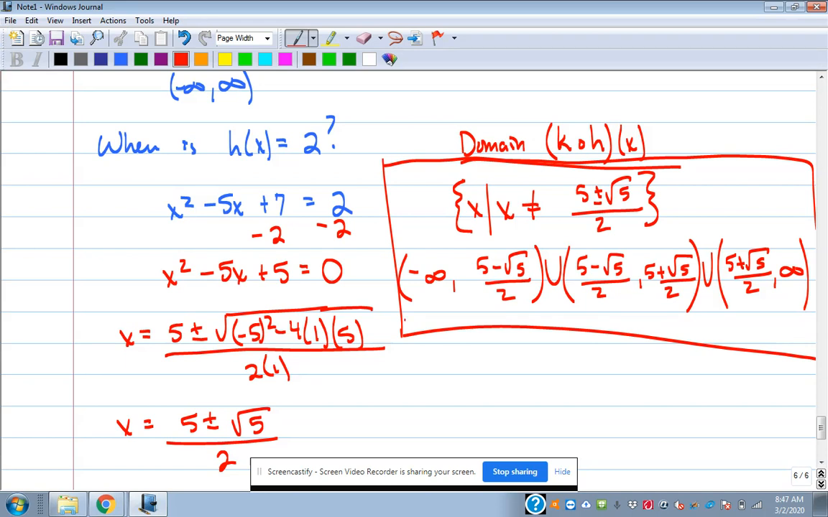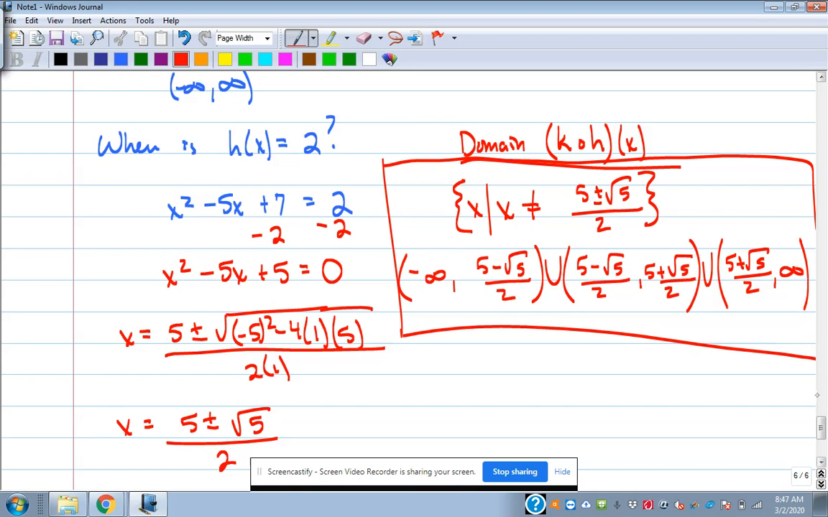But again, same idea. If the first function listed in the composite or composition statement has restrictions, then you've got to find out when does the second function equal that. That's what we found here. When does the second function equal the restrictions of the first function?